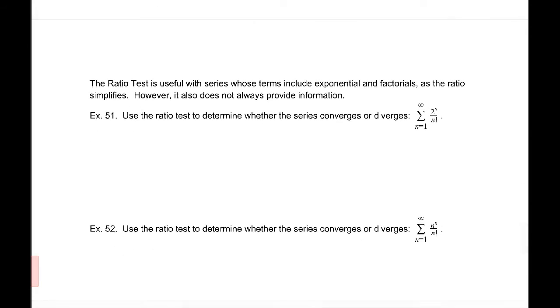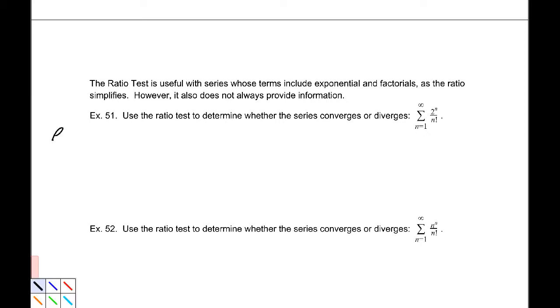And I'll note that it is very useful when we have exponentials and factorials because the ratio simplifies significantly. So we'll see this here. All right, 51. Use the ratio test to determine whether the series converges or diverges. And we have this series 2 to the n over n factorial. So first we want to take rho.